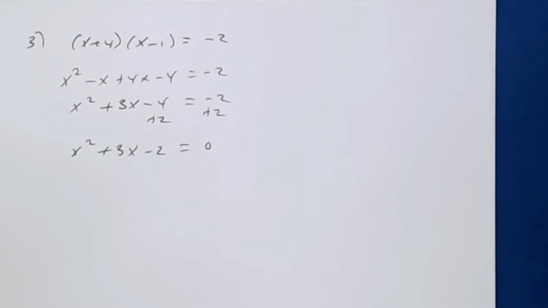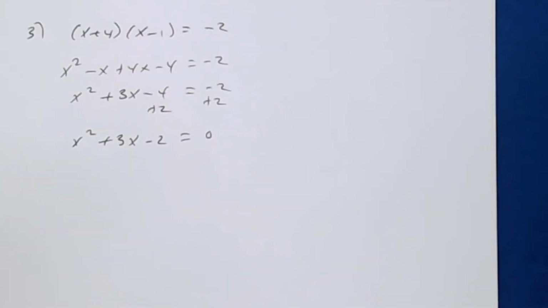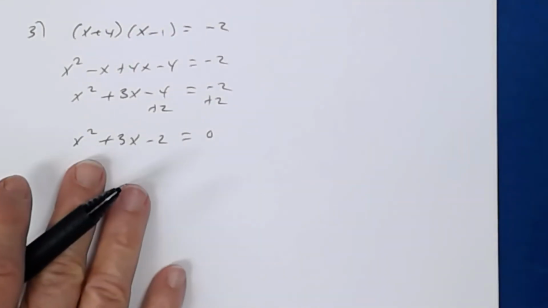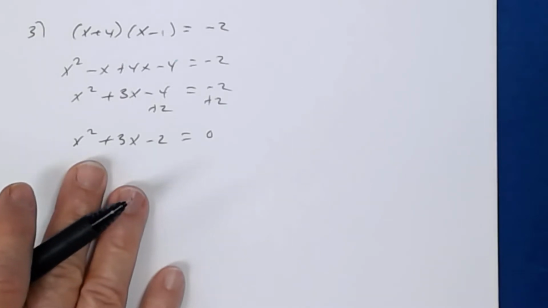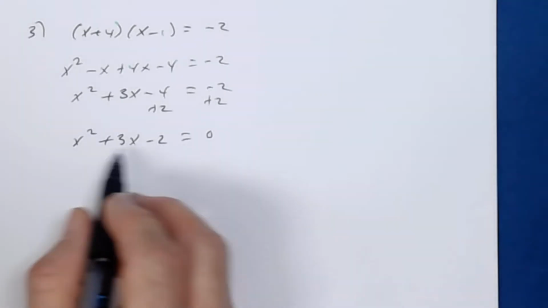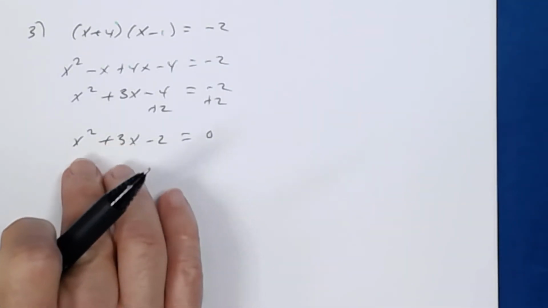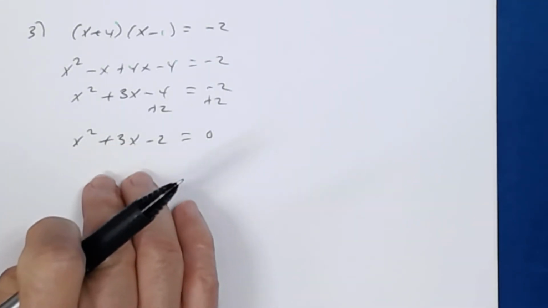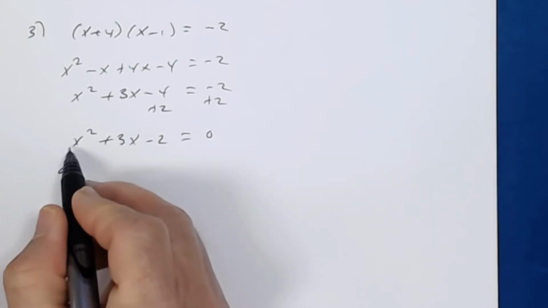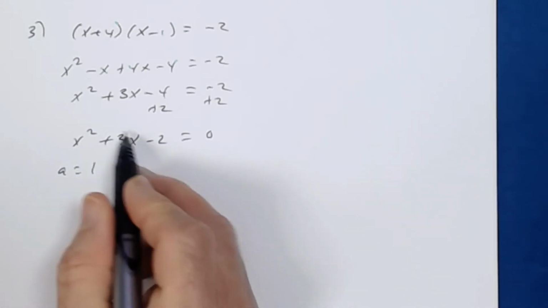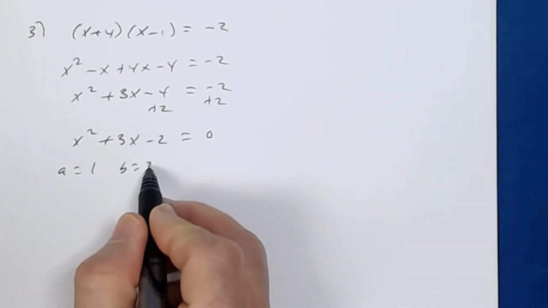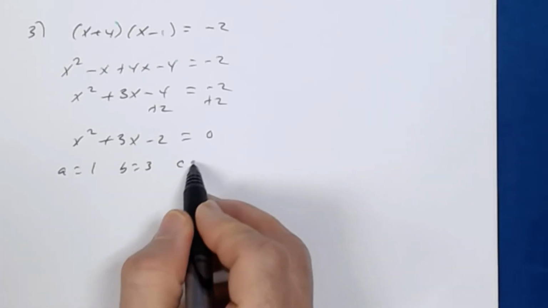Okay? All right, now, remember, you can try factoring. It's not going to factor. So I would just resort to using the quadratic formula. But remember, you got to make sure that A, B, and C are written correctly. So A is the coefficient of x squared, that's 1. B is 3, and C is negative 2.